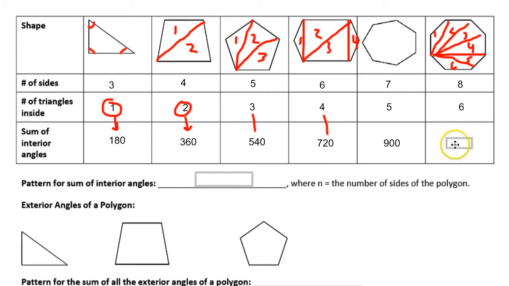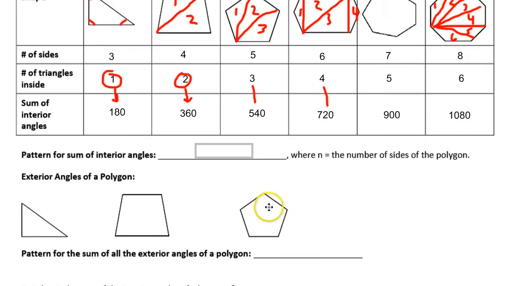And that's going to give us 6 times 180, which is 1080 degrees. So the pattern here, if you're looking at the number of sides, you have to take away 2 to get the number of triangles. Then you have to multiply it by 180 to get the sum of the interior angles. So we take 180 times our number of sides minus 2.